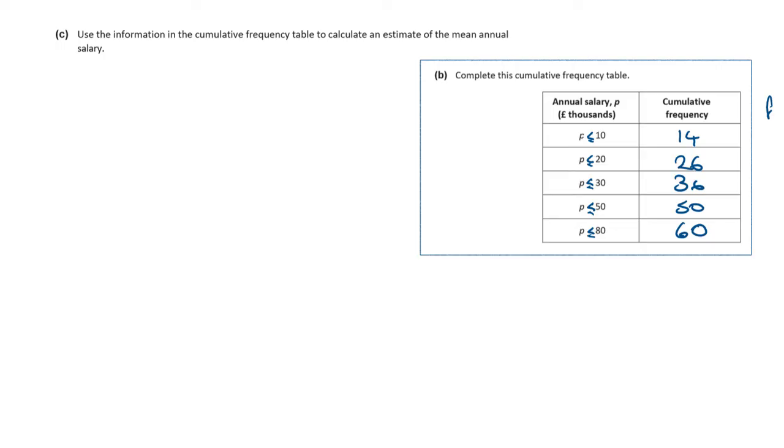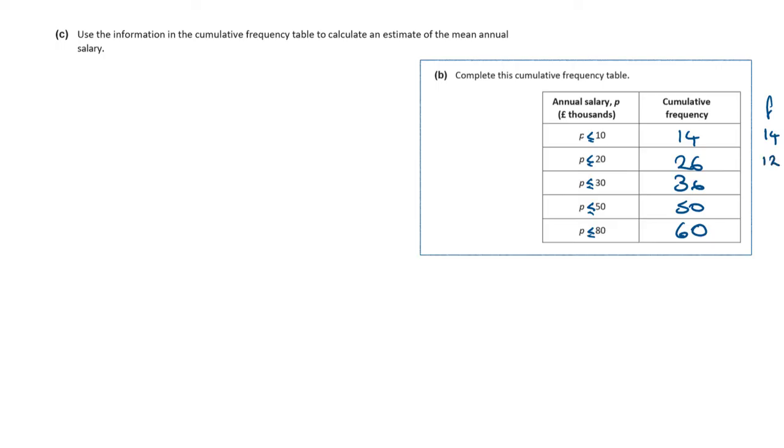So if I'm working backwards, then I need to do the opposite of that, don't I? I need to subtract it from the one that's gone before. So 14, well, it's just going to be 14 in that first category. Now my next category is going to be 26 subtract 14. It's going to leave me with 12.